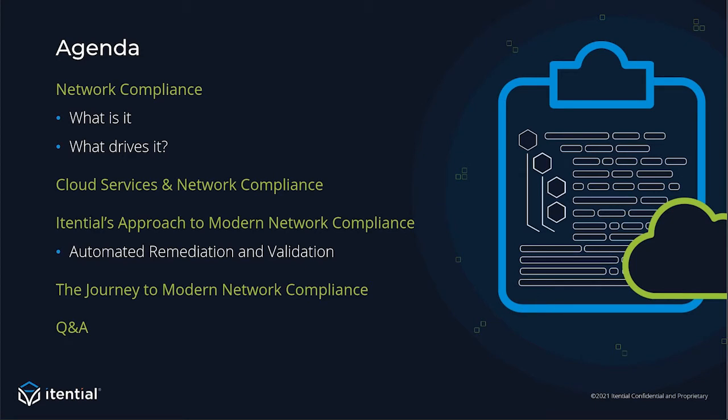So first, we're going to talk about network compliance. We're going to define it. We're going to talk about the factors, both internal and external, that drive network compliance. We're going to talk about cloud services and how they have complicated achieving network compliance. Then we'll jump into Itential's approach to modern network compliance. We'll talk about the components of modern network compliance as defined by Itential. And then we'll walk you through the journey toward achieving network compliance and talk about some of the advantages of using Itential's platform to help you achieve that. And then, of course, a Q&A session after that.